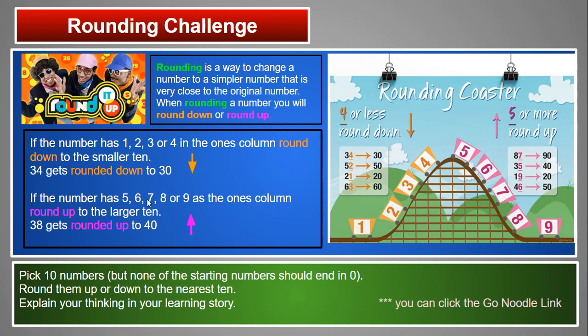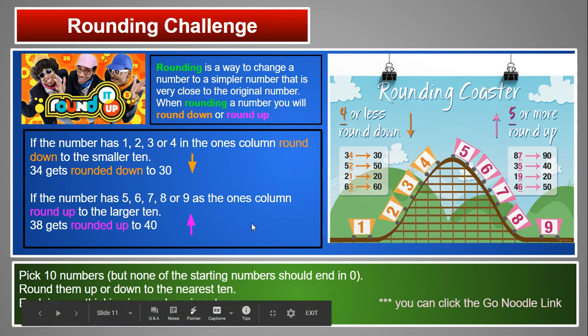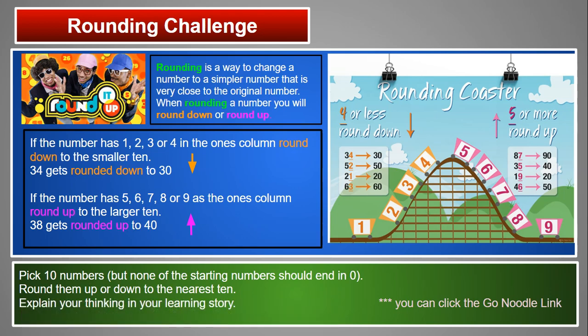If the number has 5, 6, 7, 8, or 9 as the ones column, round up to the larger 10. So 38 has an 8 in the ones column. That means we round up, and the closest 10 when we go up is 40. There's a whole bunch of examples here also. Pick 10 numbers, but none of the starting numbers should end in 0. Round them up or down to the nearest 10. Write me what you learned and explain your thinking in that learning story.